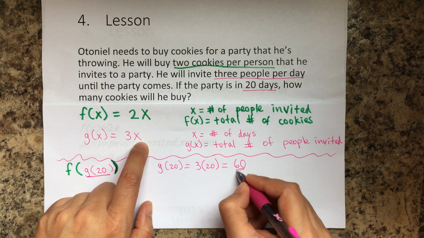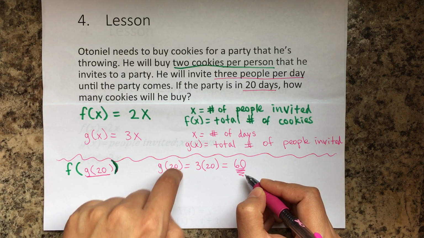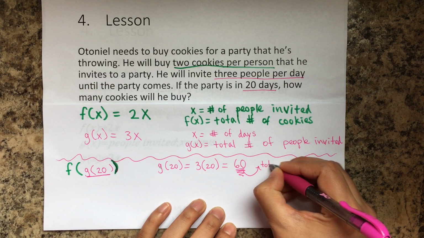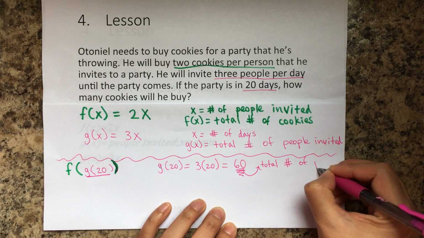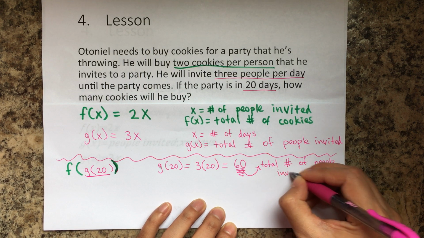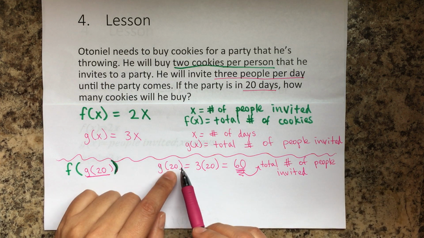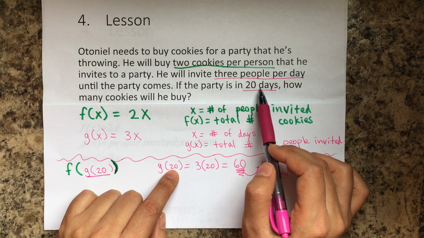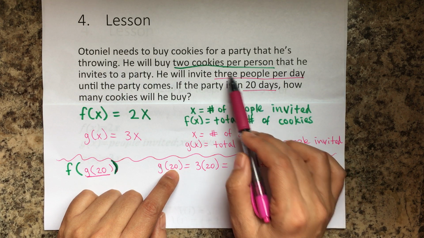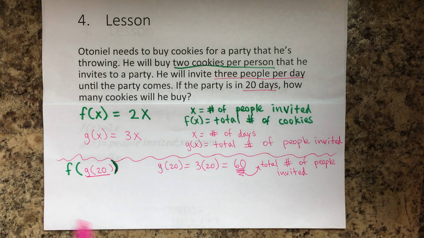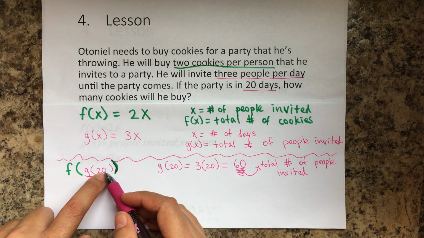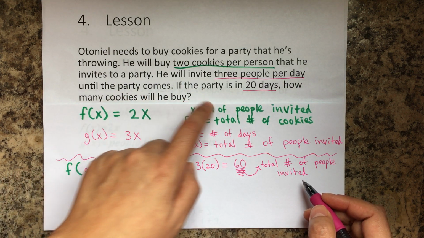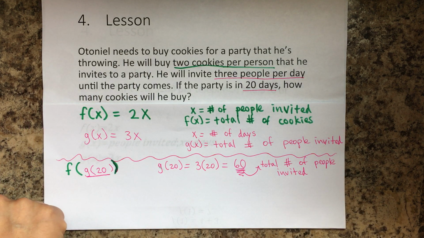What does that 60 represent? G of 20 represents the total number of people invited. Why does that make sense? Because it says 3 people per day, and then there are 20 days, so 3 people each day of the 20 days is a total of 60 people, right? But that just solves for g of 20 to give me the total number of people, but now I have to figure out how many cookies Otoniel will buy.